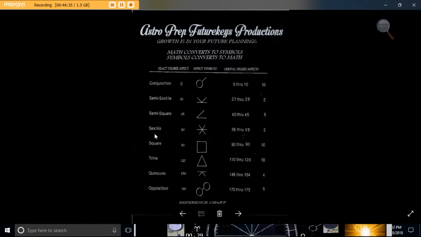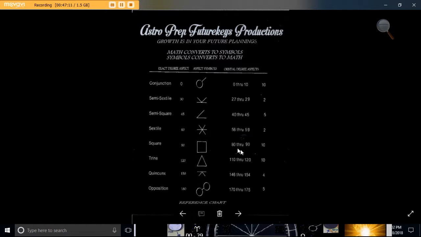So we left off at 60 degrees, and 60 degrees is 56 through 59 degrees, with a 2 degree orbital effect. Because 60 degrees is a good aspect, it's a sextile. It's a great aspect. Okay? You have a couple of good aspects here. You have a trine, alright? You have a conjunction, you have a sextile. These are really good aspects. Okay, the next sign is a challenging aspect.